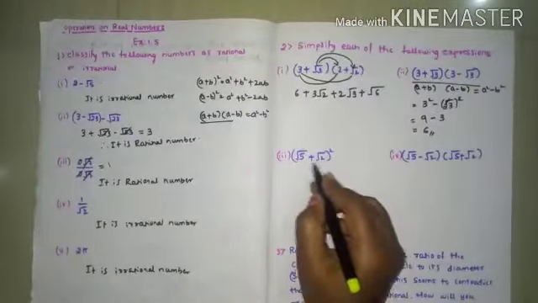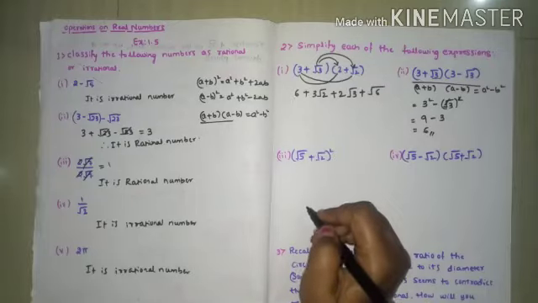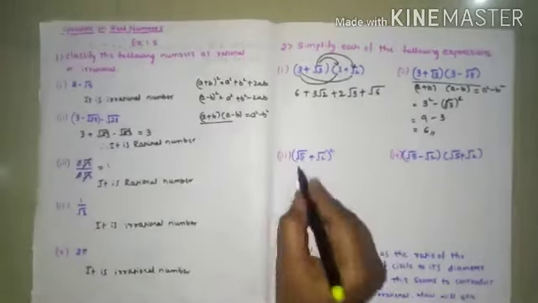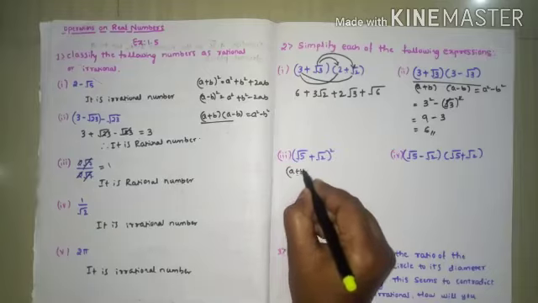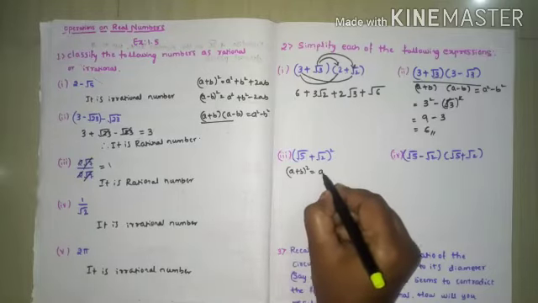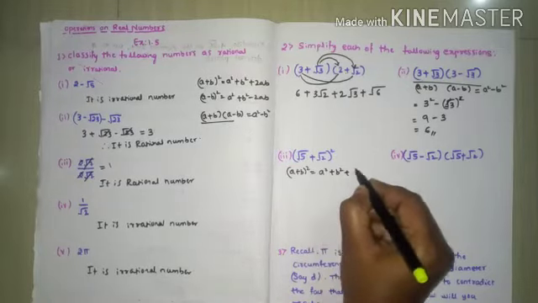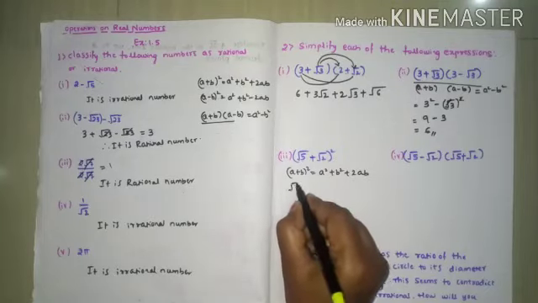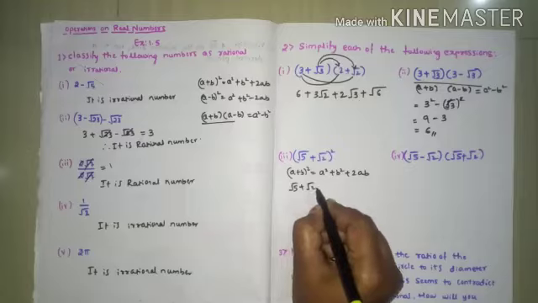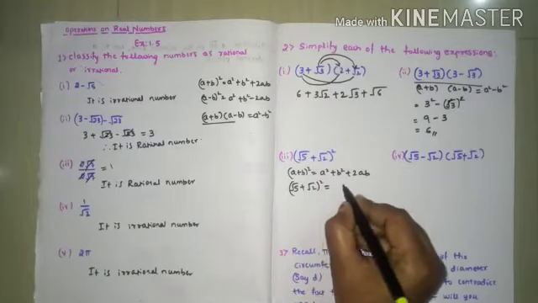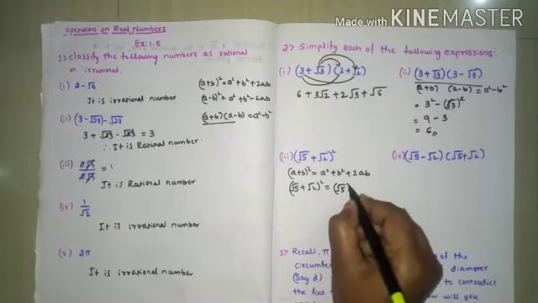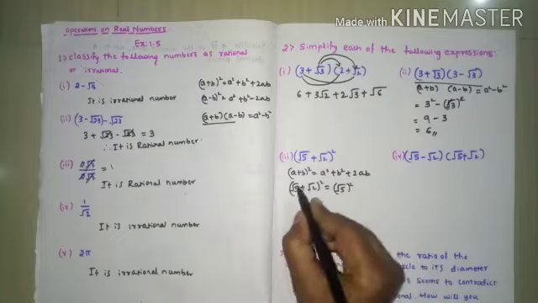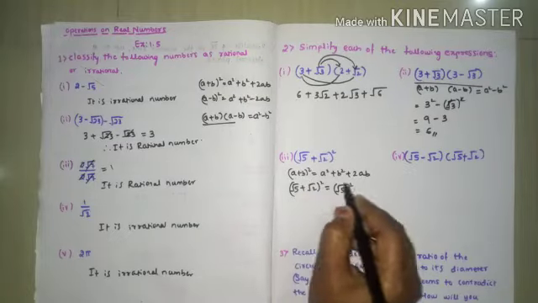Next one. Here the (a plus b) whole square formula we can use. (a plus b) whole square formula is what? (a plus b) whole square is equal to a square plus b square plus 2ab. Here in place of a, root 5 is there, plus in place of b, root 2 is there. Whole square is equal to root 5 whole square. I am just writing like the formula. In place of a, root 5; in place of b, root 2.